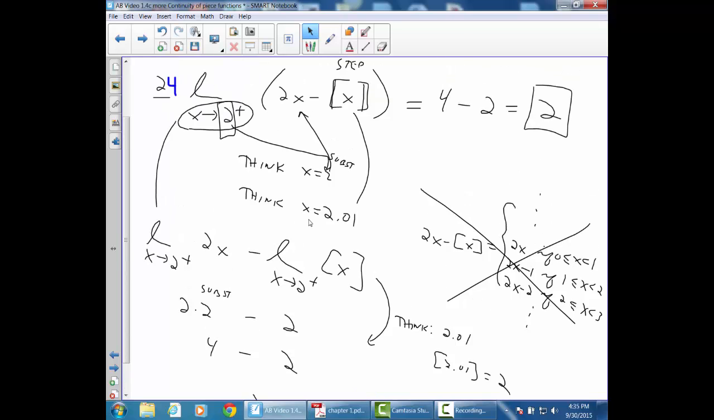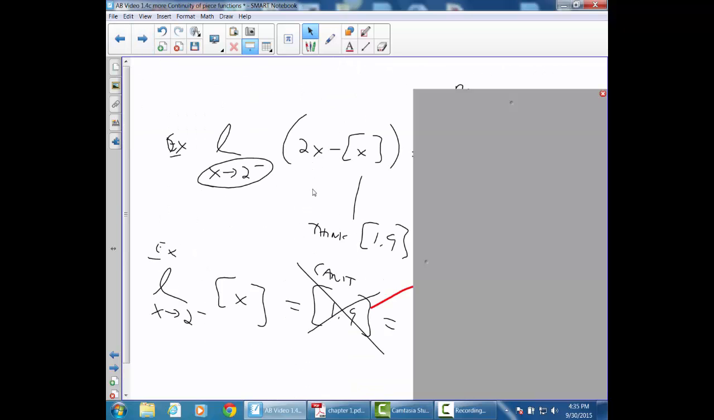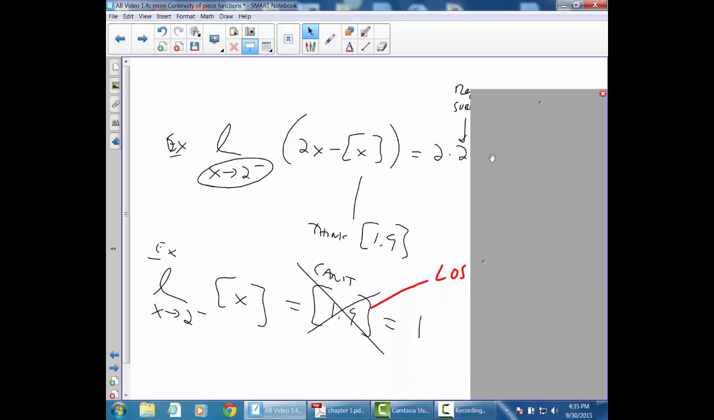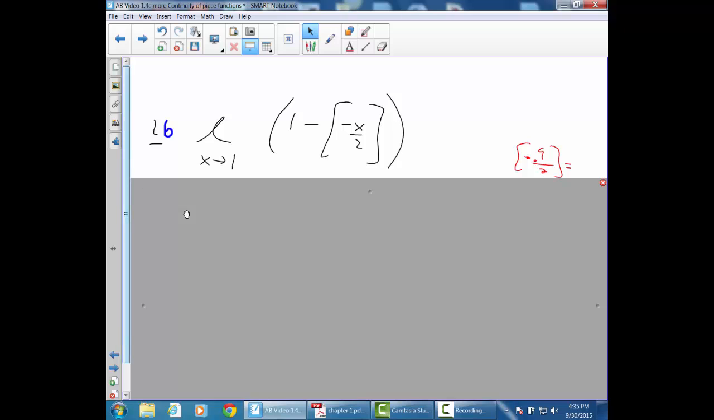I broke it up over here is what I did, so same thing. Instead, if it was the limit as x approaches 2 from the left of 2x minus greatest integer function, you'd have 2 times 2 is 4 by regular substitution, but for this you'd have to picture a number approaching 2 from the left, such as 1.9. Biggest integer of 1.9 is 1. So you end up with 4 minus 1, which is 3. Again, do not actually write this inside. You will lose points.